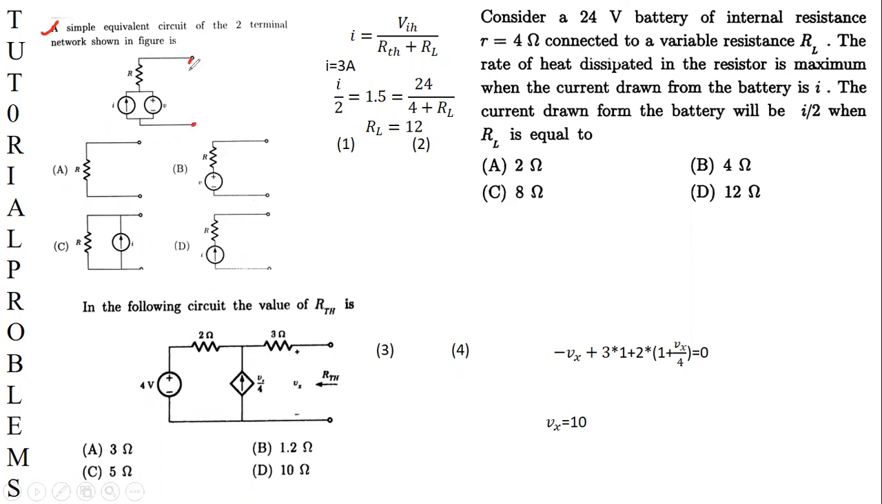If we calculate the Thevenin voltage between these terminals, there is no current across the resistance R. The current I flows through the B, so the equivalent voltage between the terminals is B.